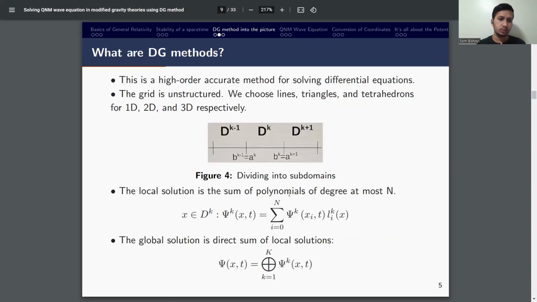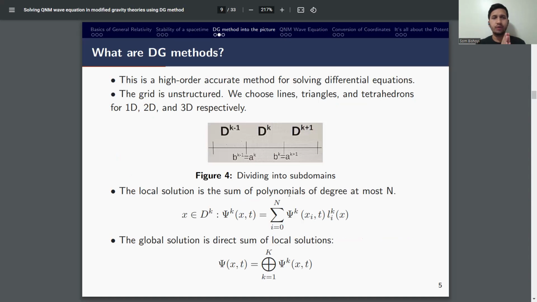So here comes the DG method into the picture. And what is the DG method? It's basically a high order accurate method for solving partial differential equations. The Einstein field equations that we saw in the previous slides were actually coupled PDEs, and we eventually want to solve them. That is why we resort to these DG methods.